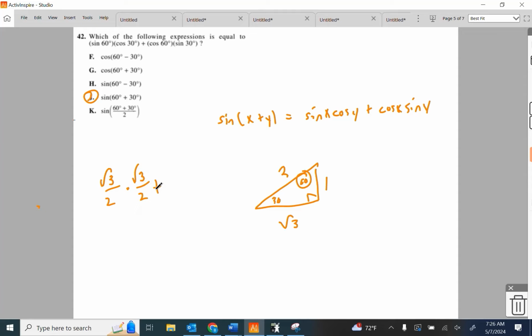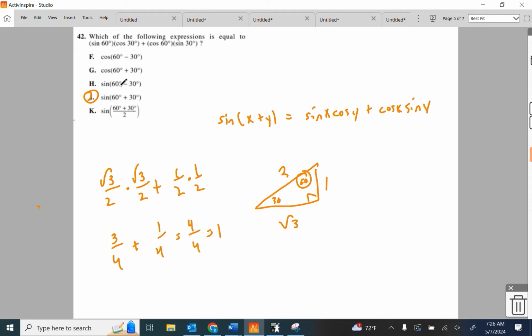And it says plus cosine of 60, which is a half, sine of 30, which is a half. So this will be 3 over 4. Root 3 times root 3 is 3. 2 times 2 is 4. 1 times 1 is 1. 2 times 2 is 4. And I get 4 quarters, which is 1.